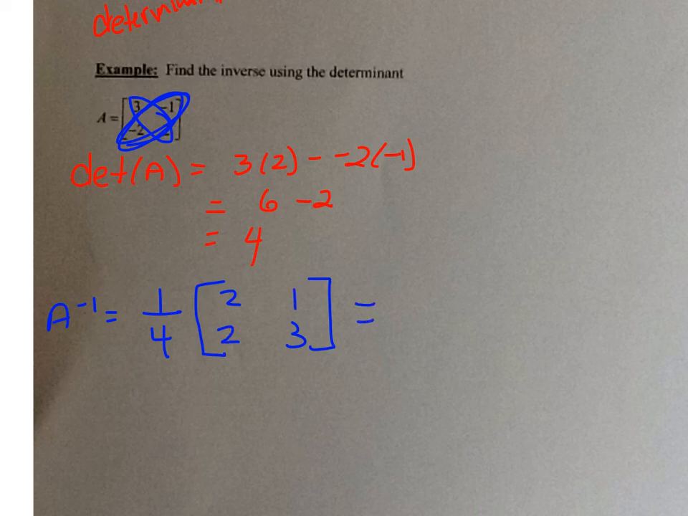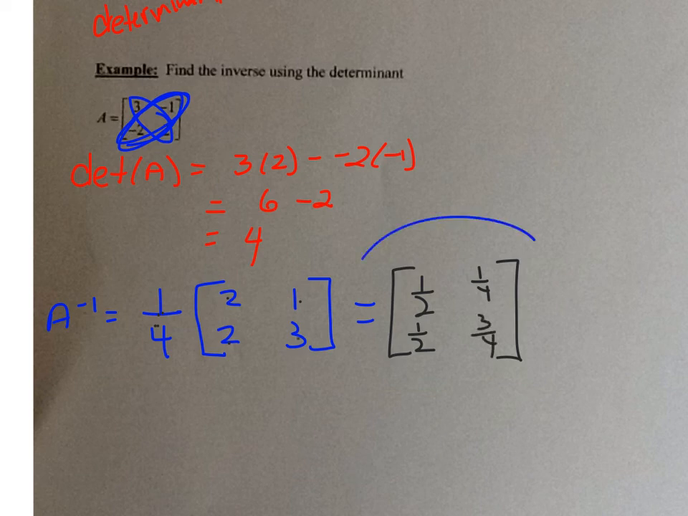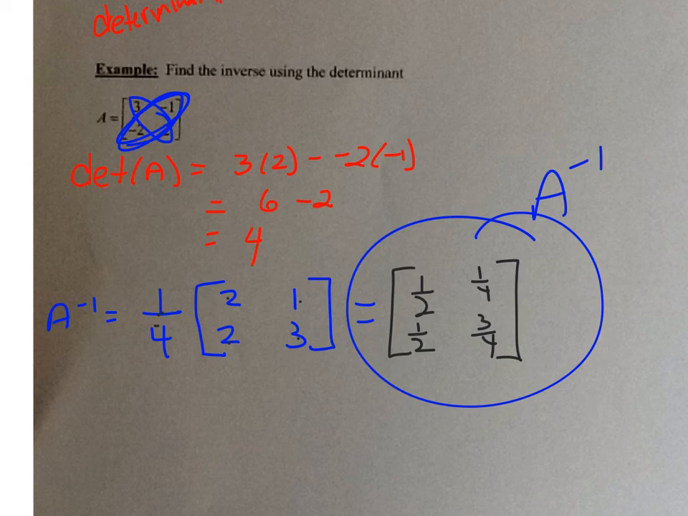So now we multiply them, right? My scalar is 1/4. So I have 1/4 times 2 is 1/2. 1/4 times 1 is 1/4. 1/4 times 2 is 1/2. And 1/4 times 3 is 3/4. So this would be my inverse of A. Okay, and that's it.